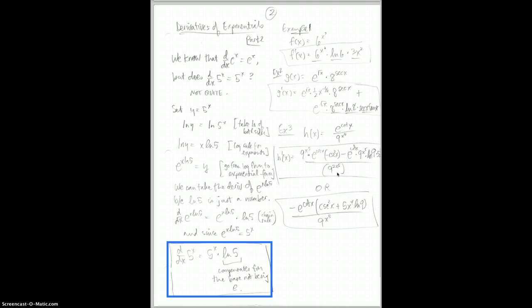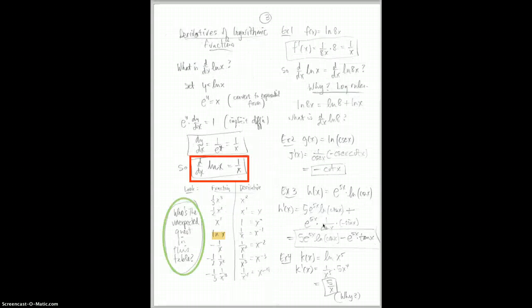Your final answer, there is a 9 to the x to the 5th here, here, and squared down here. So one of them cancels, leaving just negative e to the cotangent of x. Now this term also has an e to the cotangent of x, so it's negative e to the cotangent of x times cosecant squared plus 5x to the 4th, which is lopped off here, but you can see it now, times ln of 9. This 9 to the x to the 5th canceled. This one canceled. And one of these canceled, leaving just 9 to the x to the 5th.